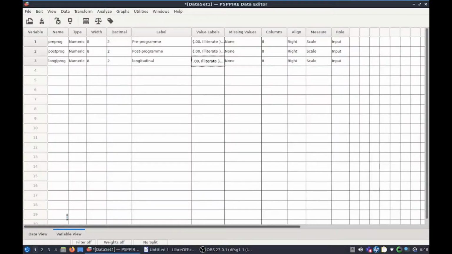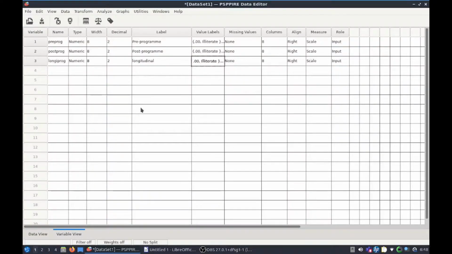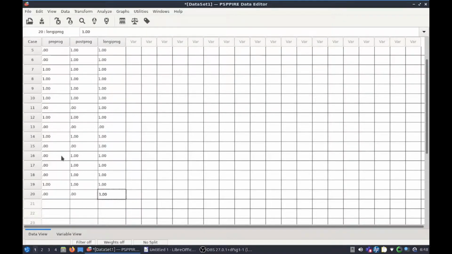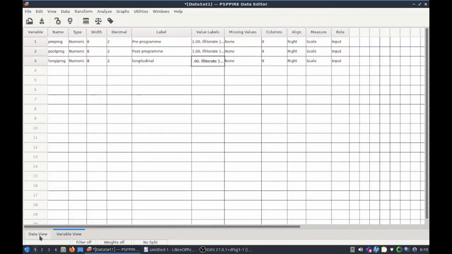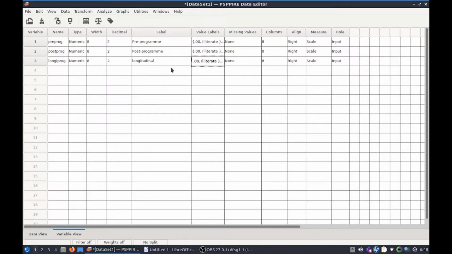Here you can see the three basic variables we have. One is the pre-program, then we have post-program, and then we have a longitudinal program. Essentially we have about 20 respondents, and we are trying to find out whether a literacy program given to the respondents has helped improve the percentage of literacy in the community. We assume that there are only 20 members in the community, and 0 stands for respondents who are illiterate, and 1 stands for respondents who are literate.